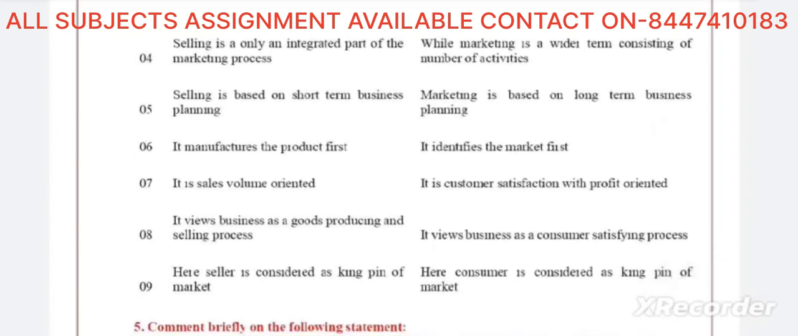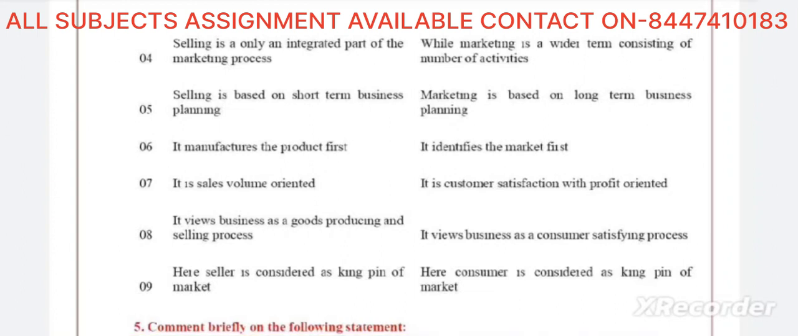Selling is only an integrated part of the marketing process, while marketing is a wider term consisting of a number of activities. Selling is based on short-term business planning. Marketing is based on long-term business planning. It manufactures the product first. It identifies the market first. It is sales volume oriented. It is customer satisfaction with profit oriented.